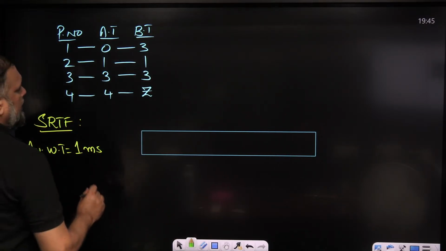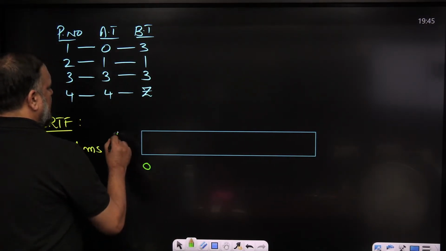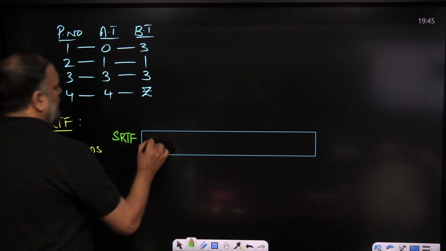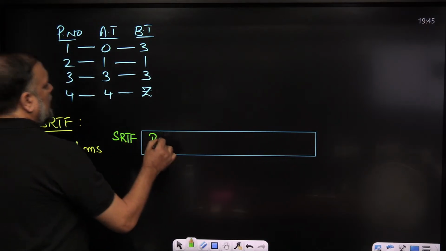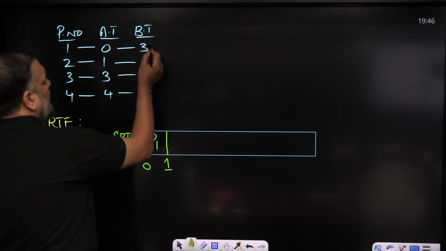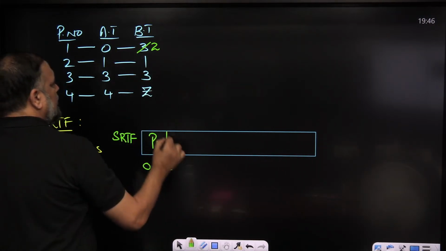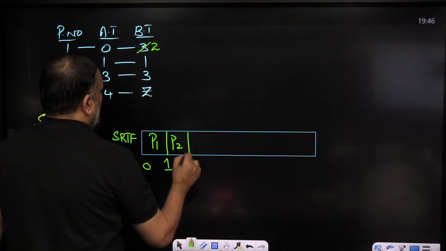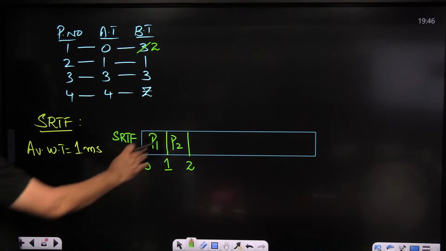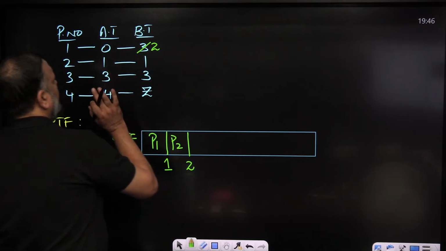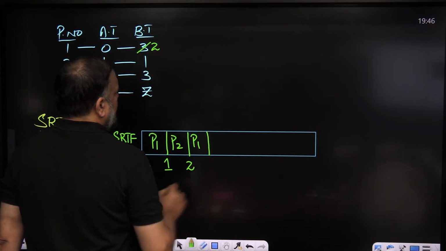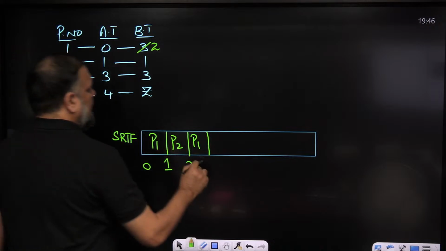Let me start SRTF at time 0. At time 0, which process are we going to start with first? P1. P1 is going to run till 1 unit, because at time 1 we get P2. P1's balance will be 2 units and P2 is smaller, so P2 will run for 1 unit and finish at time 2. At time 2, we don't have P3 and we don't have P4, so we have only P1. So P1 will run till time 3.